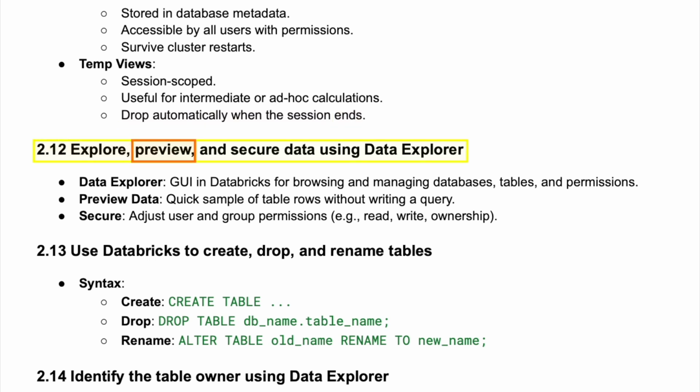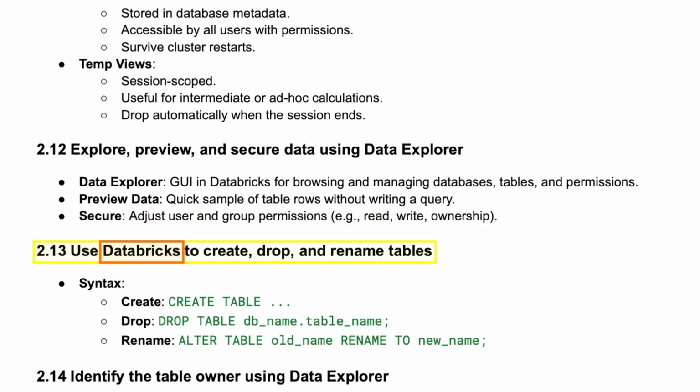2.12 Explore, preview, and secure data using Data Explorer. Data Explorer: graphical user interface in Databricks for browsing and managing databases, tables, and permissions. Preview data: quick sample of table rows without writing a query. Secure: adjust user and group permissions, for example, read, write, ownership.